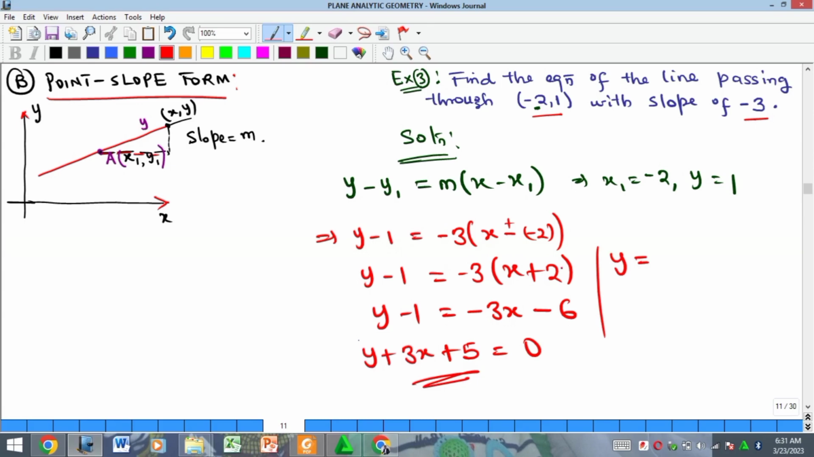But if I want to leave it in that other form, that means making y the subject. So I will take minus 1 to this side, and that will give me minus 3x. Minus 6 plus 1 will become minus 5. So that will give me negative 5. Either of the two is actually the equation that is required.